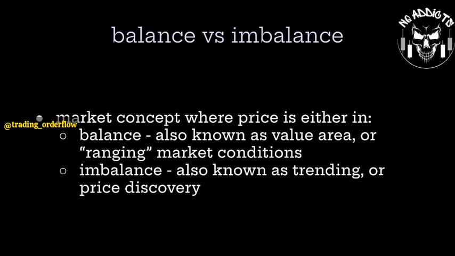So the top concept I want to dive into is that of balance versus imbalance. This is a market concept where price is either in balance, also known as a value area or ranging market conditions, versus imbalance. This is where we would find trending, or a market that's in price discovery and moving out of a balance area and moving to a new balance area.